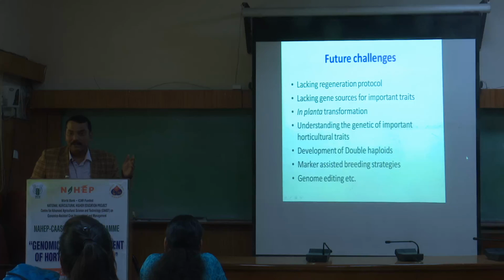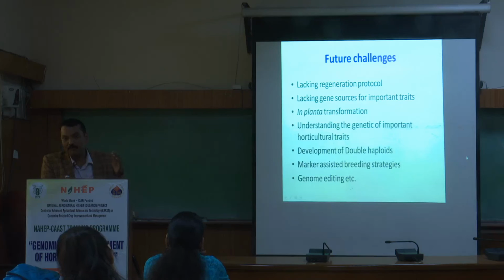Suppose Kent or Sensation we are utilizing in our breeding program, we are not directly releasing Sensation or Kent or Tommy Atkins, but we are transferring some of the important traits of these varieties into our Amrapali. So we are taking advantage of those traits in that particular variety. So there will not be any problem. If we are releasing Tommy Atkins directly in the name of Pusa something, then there will be a problem.